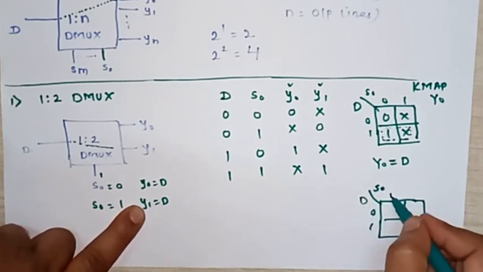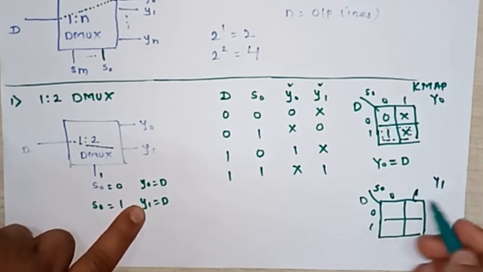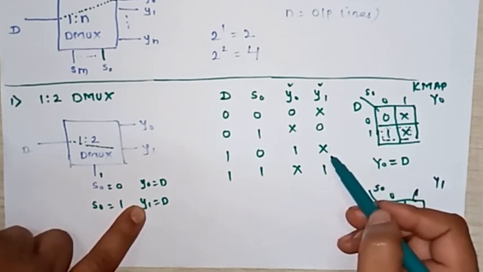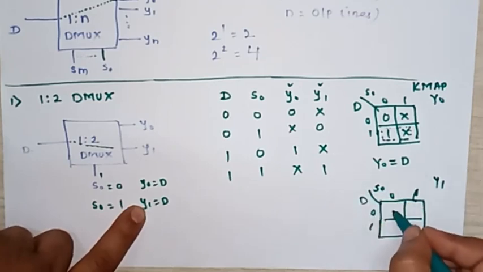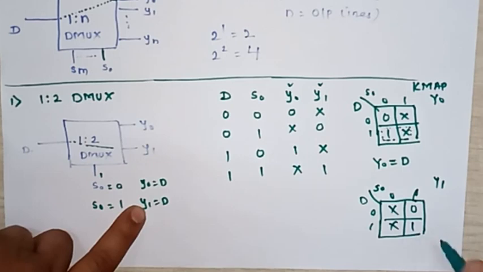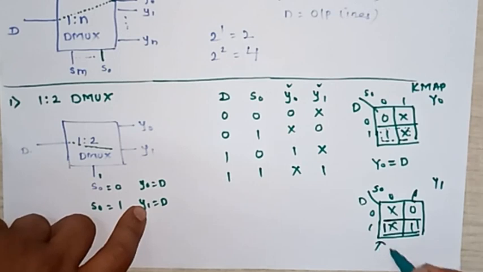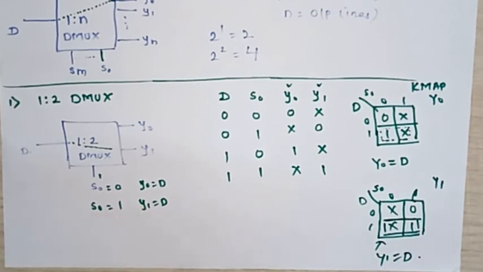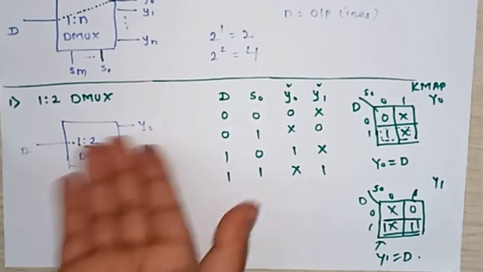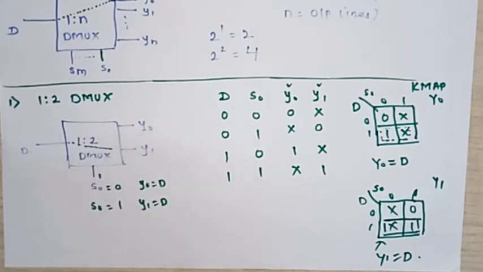Okay, so here we will write the K-map for Y1: D, 0, 0, 1, 0, 1, with don't care 0, don't care 1, don't care 0, don't care 1. Again the same pair will be formed here, and for this Y1 again equal to D. So for both we are getting the same equation. Here we did not require to write the equation for the output, because actually we are getting the output from these lines. Okay, so this is about the 1:2 D-Mux.